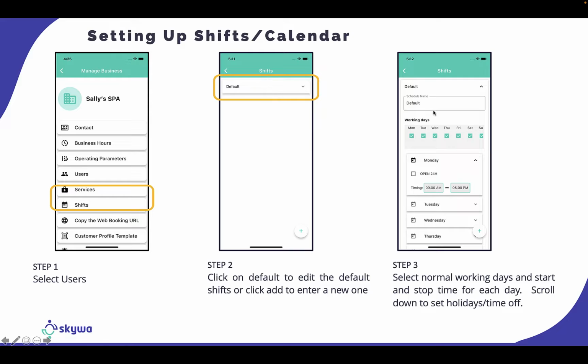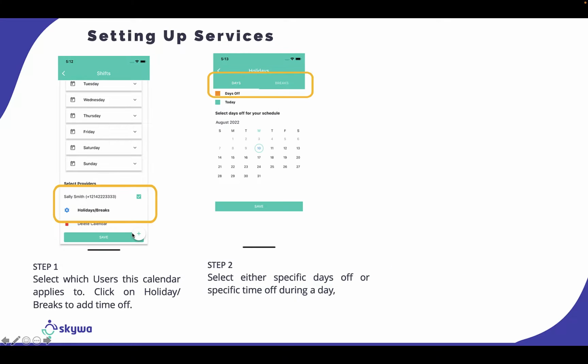Once you click on that, it allows you to select the default working days, Monday through Sunday. And then for each day, you can put the times that they're available, the start time, the end time for each day. Then if you scroll down, you can select which providers are associated with that calendar. And again, in this case, there's only one.